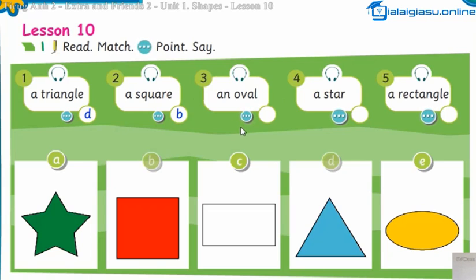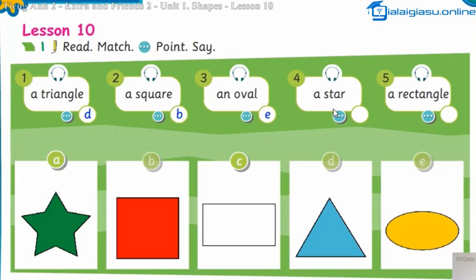Number three, an oval. An oval là hình gì vậy các bạn? Is that A? No? E? Okay, I'll try it. E, that's correct. Vậy thì E đó là hình bầu dục. Very good.